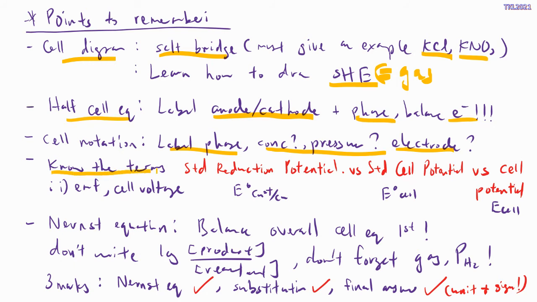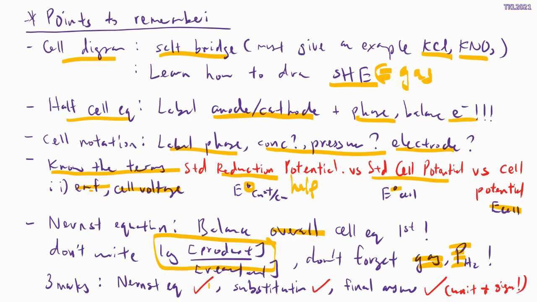Then you must differentiate the terms. Is it E0 for standard reduction potential for half cell, or is it cell potential, E0 cell, or is it just E cell? And you must also know the terms other than cell potential: there's EMF, cell voltage. For the Nernst equation, the students must first balance the overall cell equation. Then again, as usual, don't write log product over reactant. And don't forget, for gas you must use pressure, although it just gives you 1 atm.